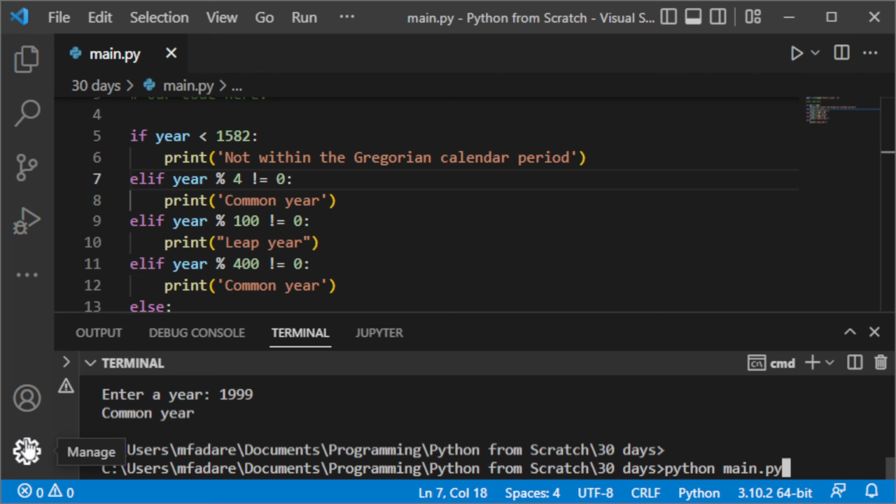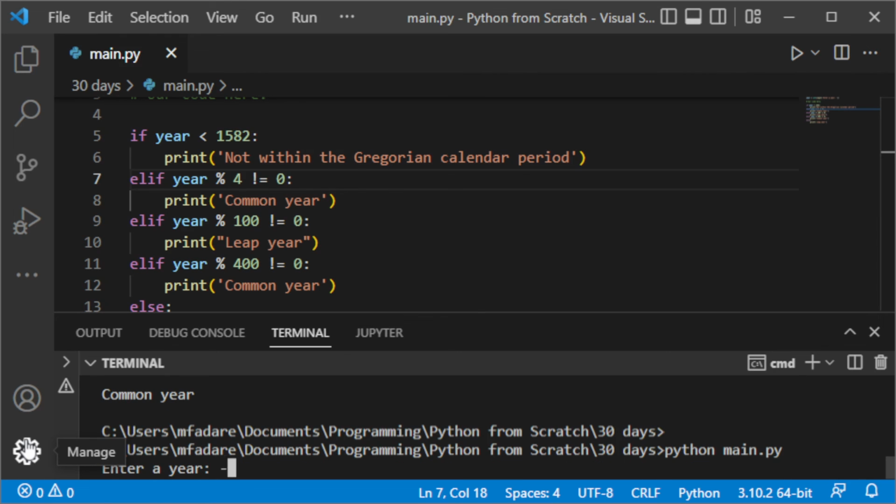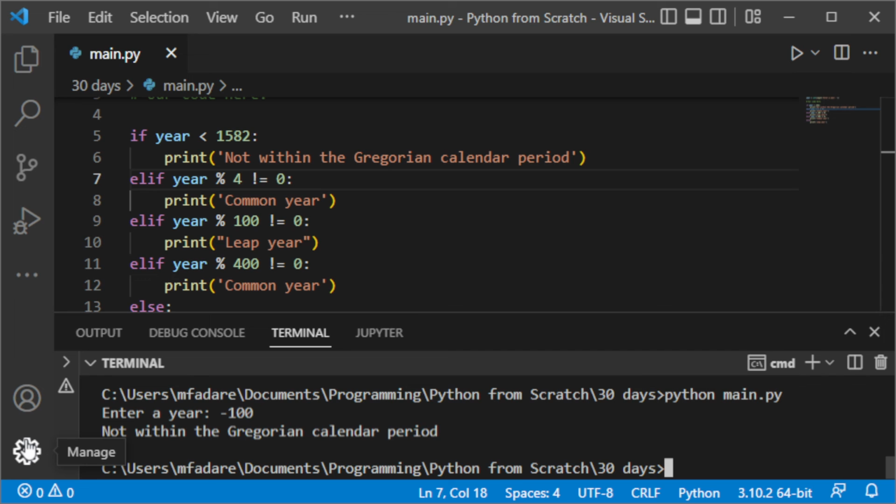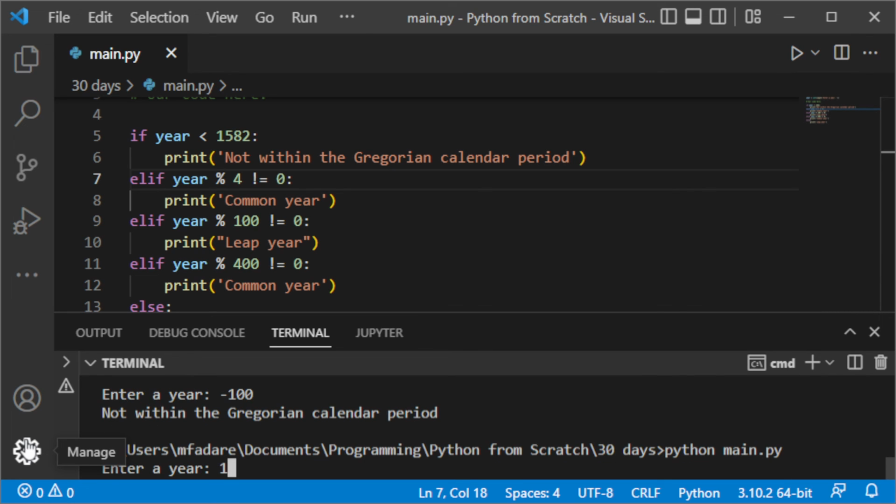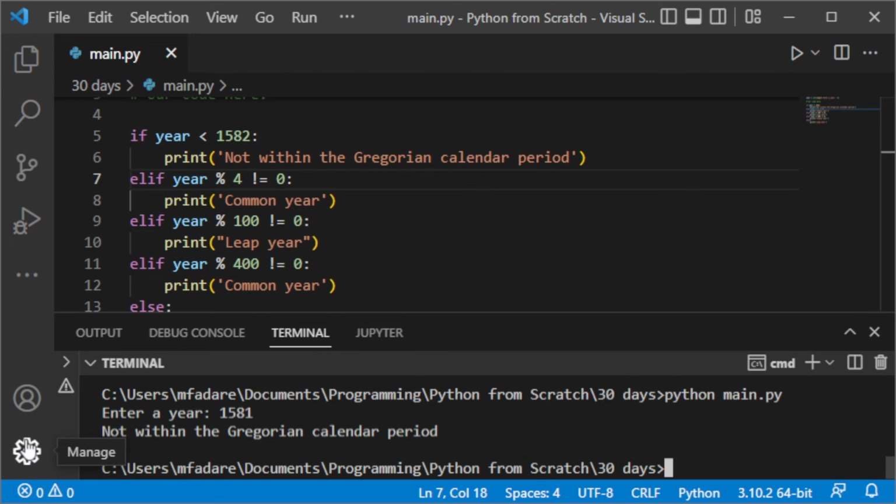Let's run more examples. Minus 100 is obviously not right, so not within the Gregorian. Just to be sure, let us try 1582. 1581. Not within the Gregorian calendar period. All right. So that is it for now.